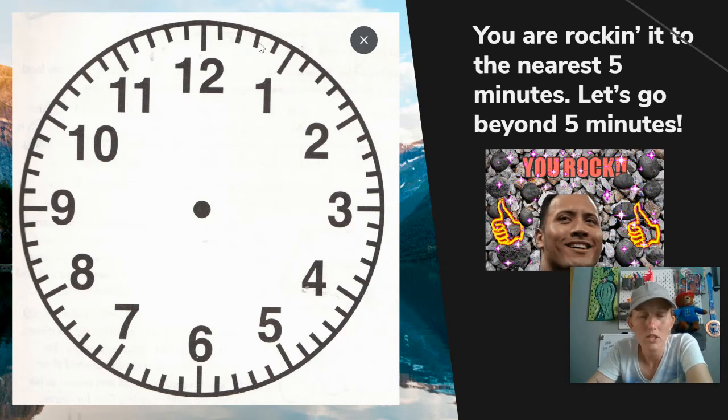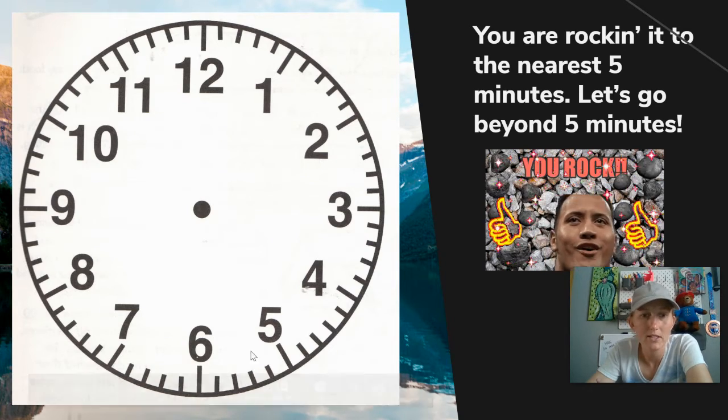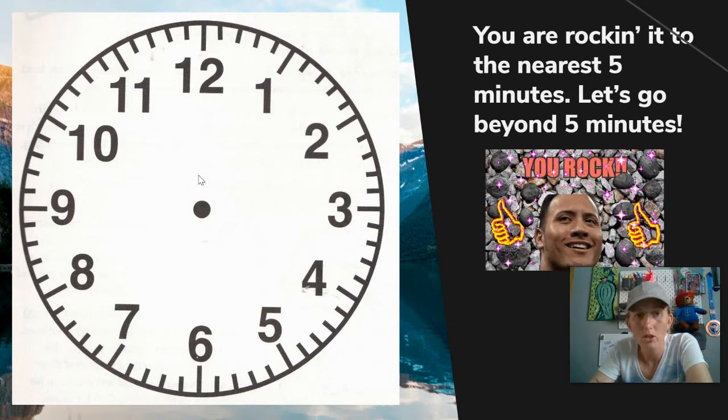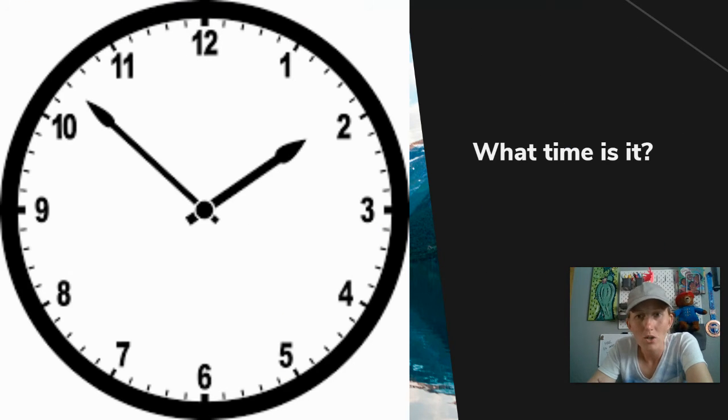Now, all these little tick marks around here are the minutes. We've just focused on counting by fives to figure out the time closest to the 5 minute mark. So, I'm going to move us beyond that and go to the minute mark. When we're looking at this time, we can count by five into the number, and then we're going to count by one to get to what minute it is.